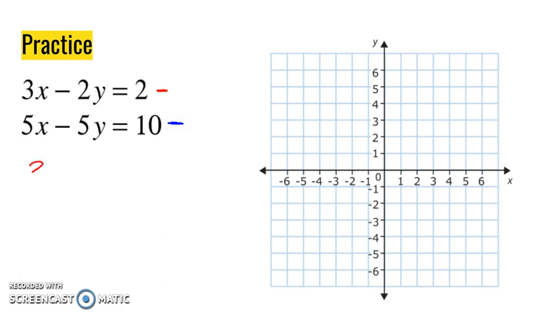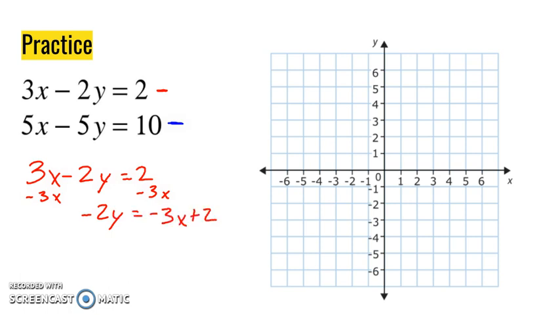So if I need to graph 3x minus 2y equals 2, then I just need to solve this for y. My first step is going to be to subtract 3x from both sides. Then I get negative 2y equals negative 3x plus 2. Then I need to divide everything by a negative 2. And I end up with y equals positive 3 halves x minus 1.